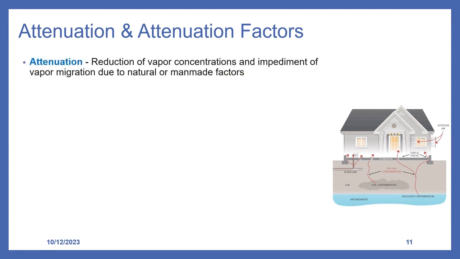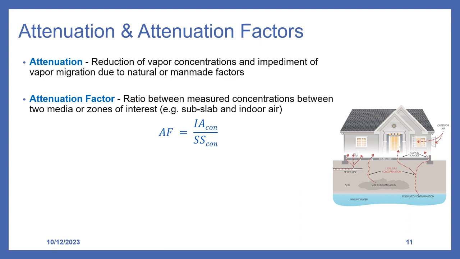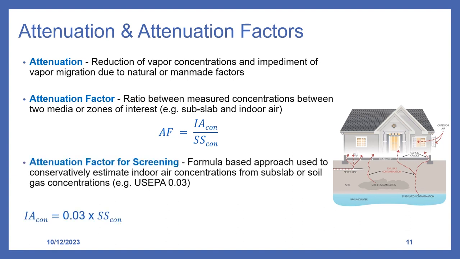So attenuation is the reduction of vapor concentrations and impediment of vapor migration due to natural or man-made factors. Attenuation factor is the ratio between measured concentrations between two media. For this example, I'm using the indoor air to subslab concentrations as part of that ratio. So an attenuation factor for screening, or a screening attenuation factor, is a formula-based approach used to conservatively estimate indoor air concentrations from subslab or soil gas concentrations.